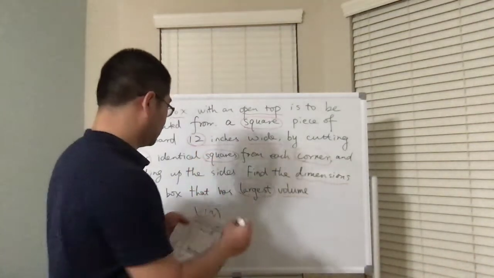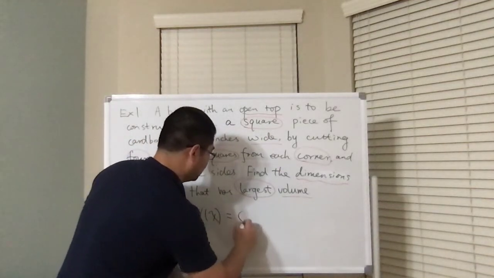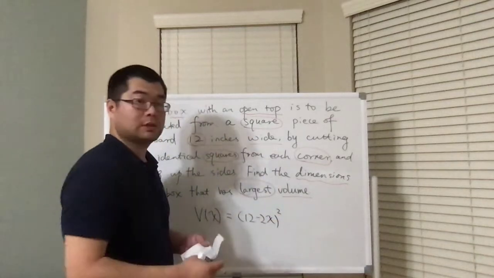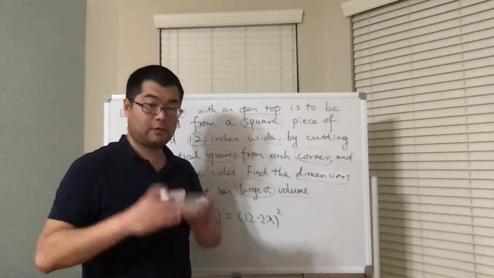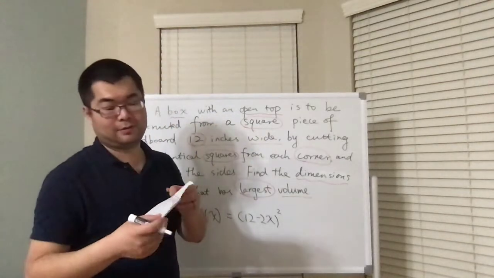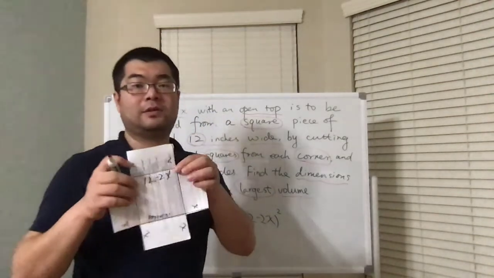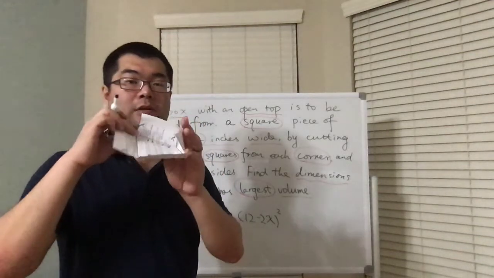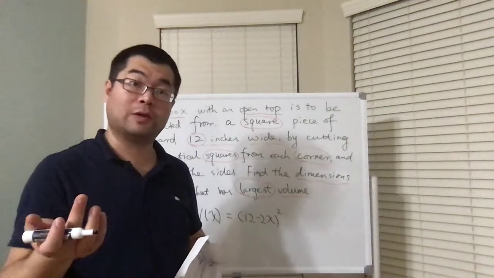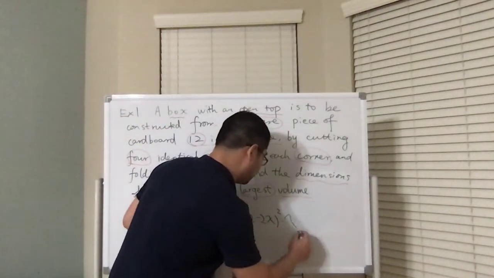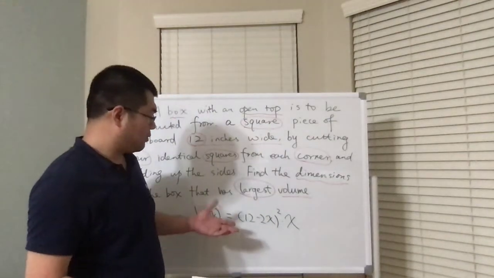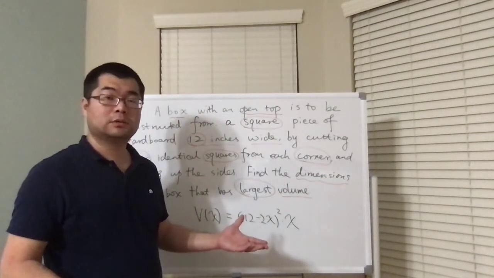So the volume is gonna be (12 minus 2x) squared, that is the area of the base square, times the height. What is the height? As you can see, if you fold it up, the height is the unknown length, x. So with this, we build our function.